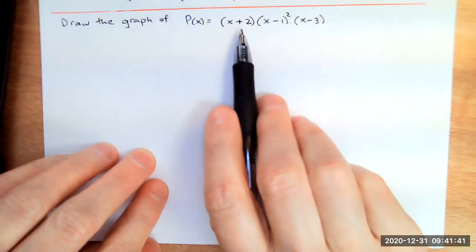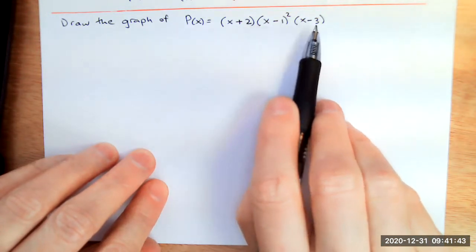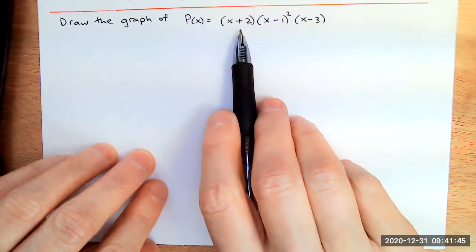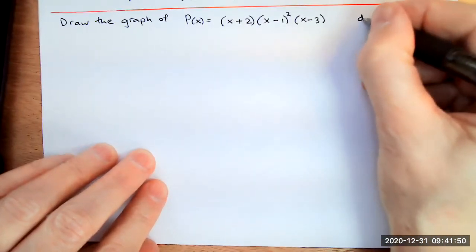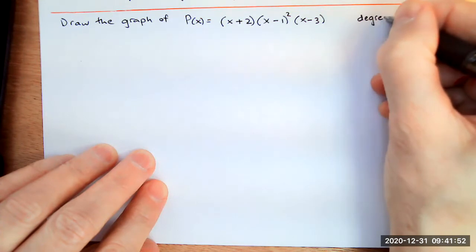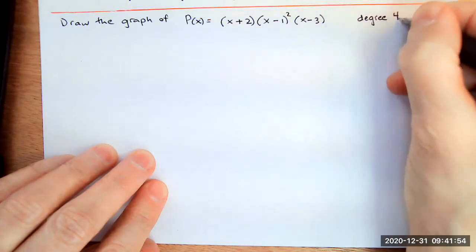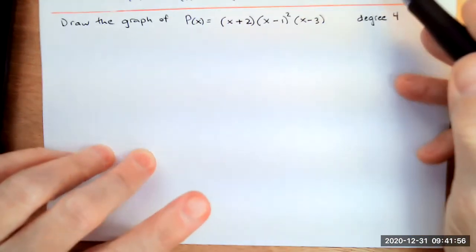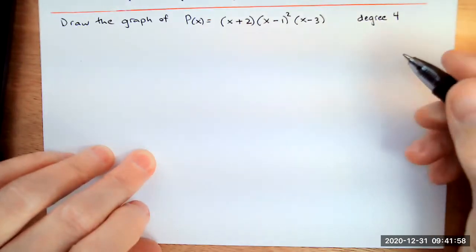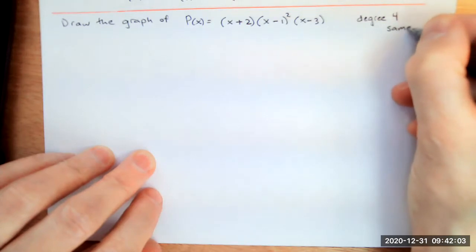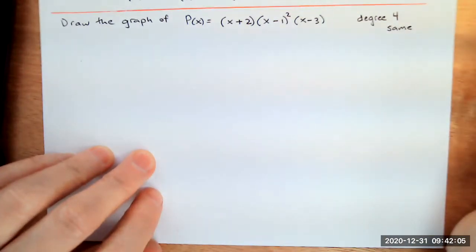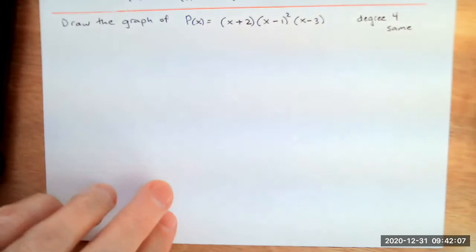And before we even start, let's think about what the degree of this polynomial is. If you said degree 4, you would be correct. So will the ends go in opposite directions or in the same direction? If you said same direction, you would be correct. All right, let me get started here.